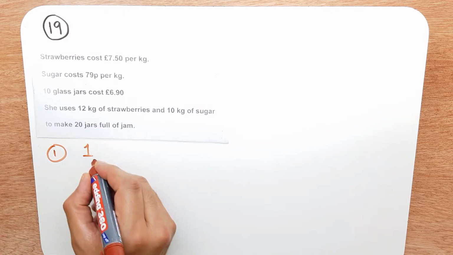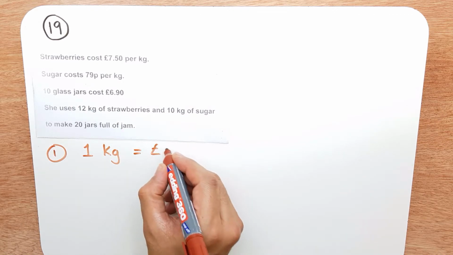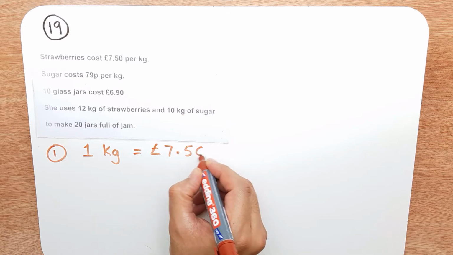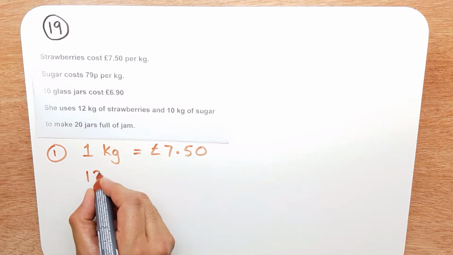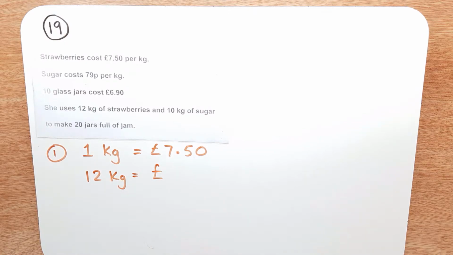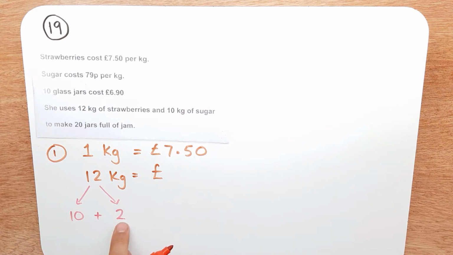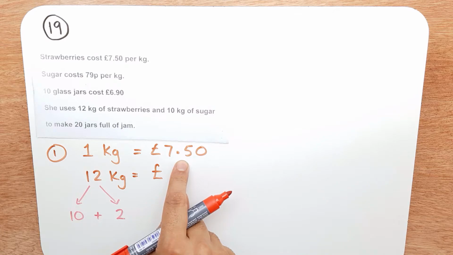So we know 1 kilogram costs £7.50. 12 kilograms will cost, that's what we need to work out. What I can do is I can split this into a 10 and a 2. This will make the calculation easier. So I need to do 10 times £7.50 and 2 times £7.50 and add them.